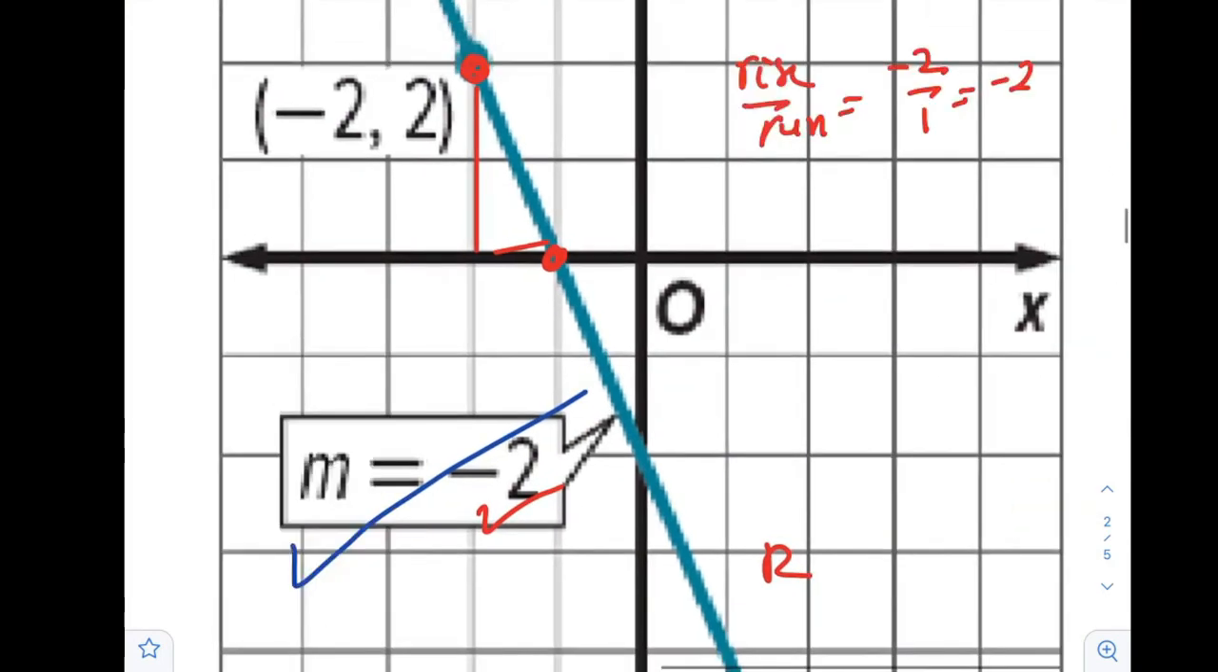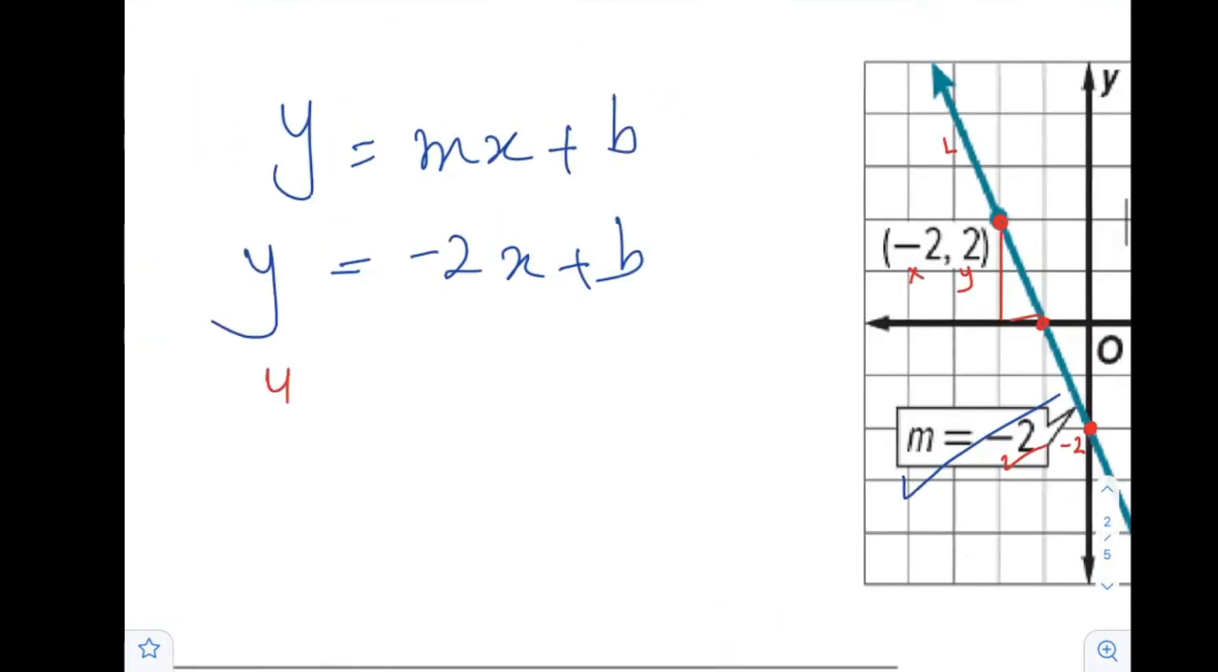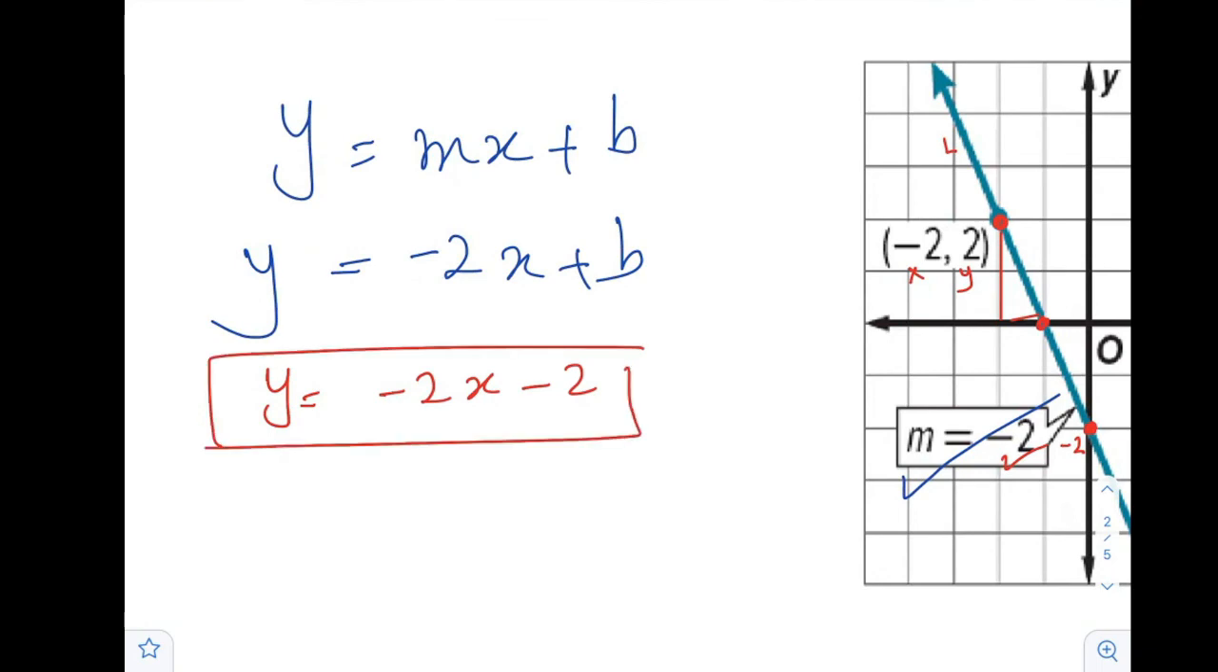What is b? Also, no need to replace here x and here y. b is very clear here, it is negative 2. By chance, it's the same as the slope. So y is negative 2x minus 2.